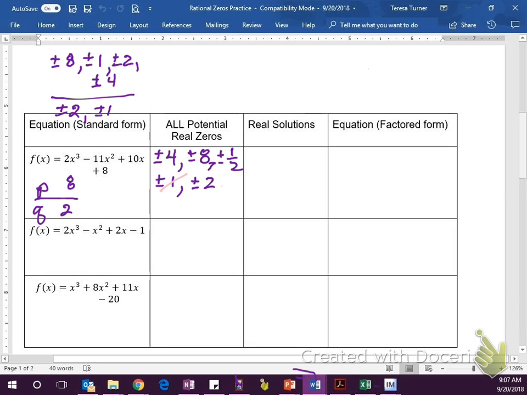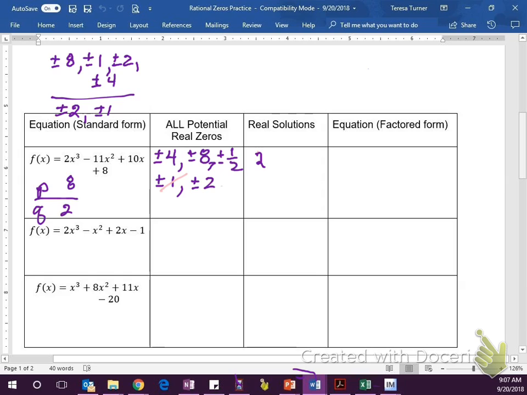Why does this thing keep moving? So we know 2 works. Whoops, I don't want to use that pen. So we know plus 2 works. Minus 2 is negative 16. Minus 22 is negative 38. Minus 20. No, negative 2 doesn't work.